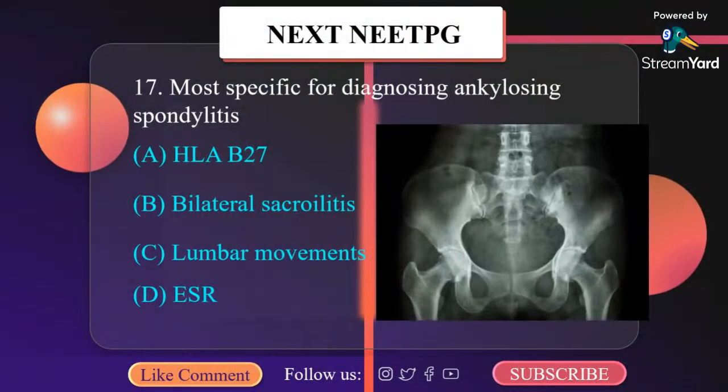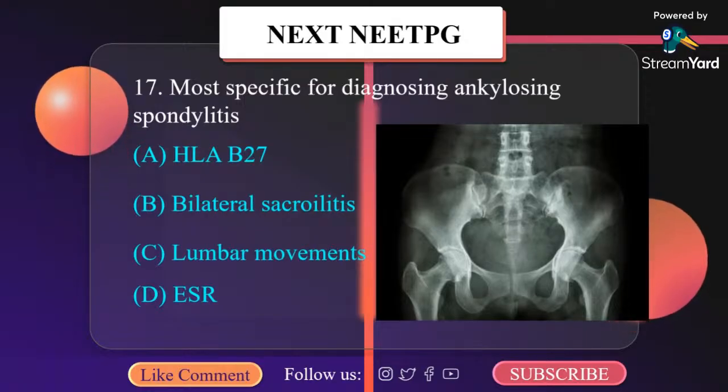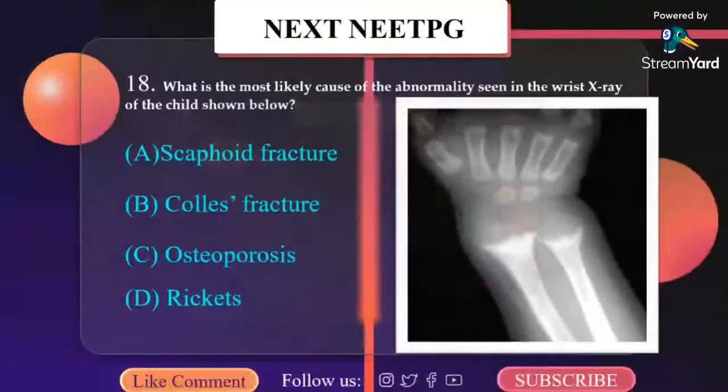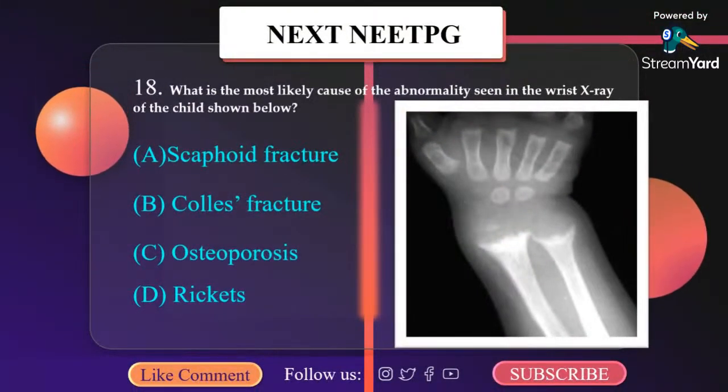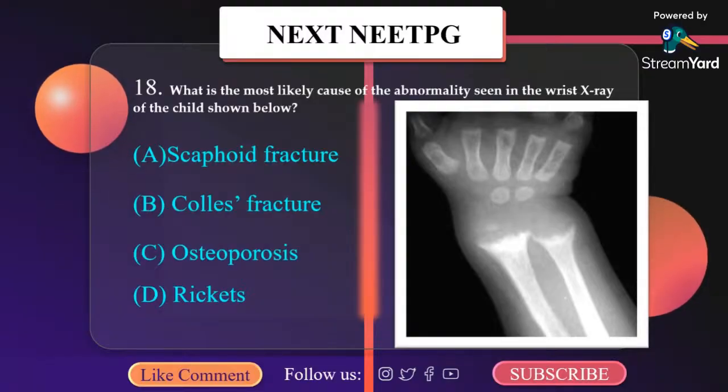More specific for diagnosing ankylosing spondylitis is A. HLA-B27, B. Bilateral sacroiliitis, C. Lumbar movement, D. ESR. It is bilateral sacroiliitis. What is the most likely cause of abnormality seen in wrist X-ray of the child? A. Scaphoid fracture, B. Colles fracture, C. Osteoporosis, D. Rickets. It is rickets.